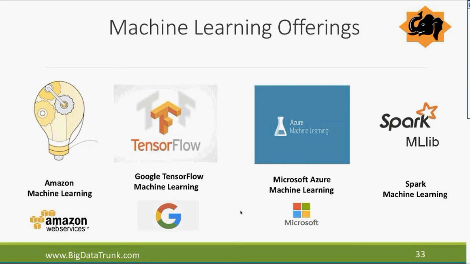The last one on this list is Spark. If you're coming from the big data space, you may have heard about Spark, which is the best processing engine we have in the big data world. And it also has a library for machine learning. So if you're coming from the big data world or your company is using Hadoop or any kind of thing, they probably will be using Spark machine learning. So these are a few of the offerings.